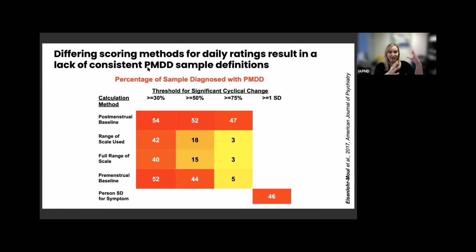And so we did every combination of these to see in the squares here what the prevalence of PMDD was when we calculated it all these different ways and set the thresholds in different places. The differences could be anywhere from 3% of the sample diagnosed with PMDD all the way up to 54% of the sample diagnosed with PMDD, the same people. So I think it really goes to show that what seem like small choices can really lead to samples being characterized in totally different ways.